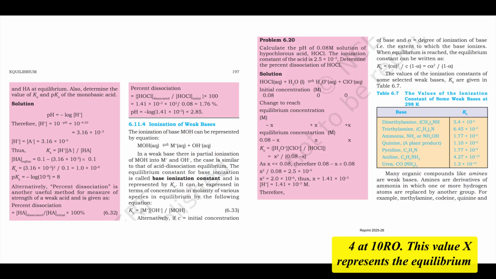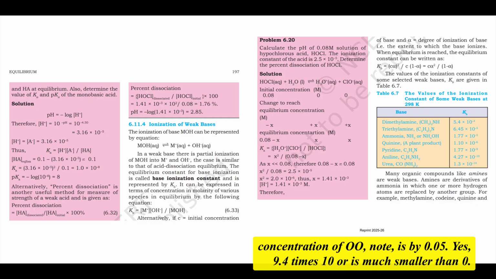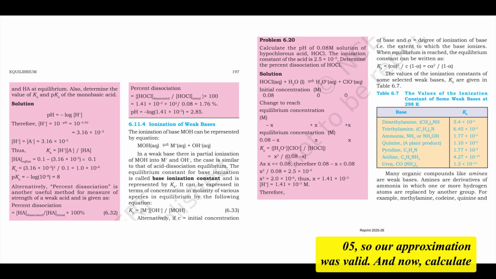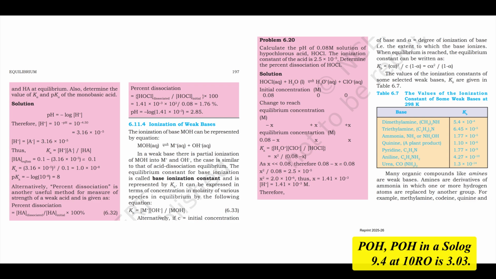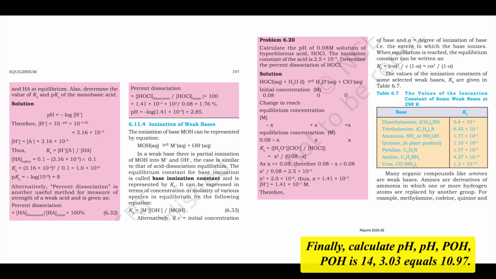This value x represents the equilibrium concentration of OH-. Note, it is much smaller than 0.05, so our approximation was valid. Now calculate pOH. pOH is minus log of 9.4 × 10^-4, which is 3.03. Finally, calculate pH. pH is 14 minus 3.03, which equals 10.97. So the 0.05 molar ammonia solution is basic with a pH of nearly 11.